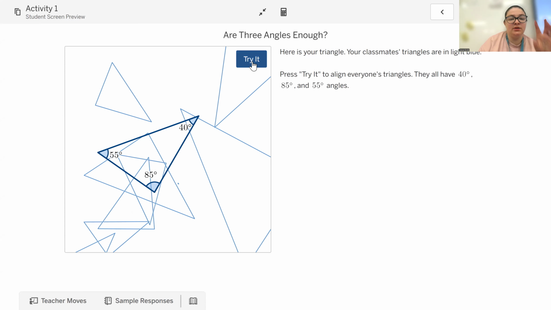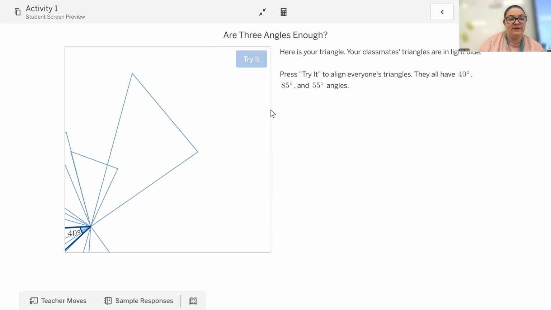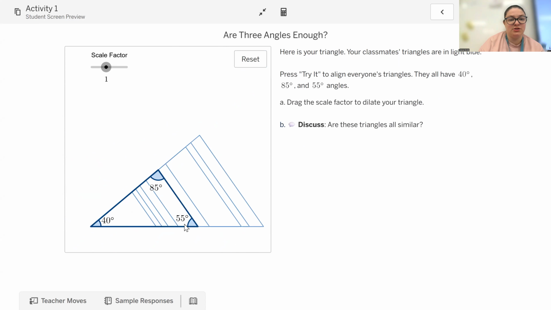This is going to show using our rigid transformations and dilations to match them all up. So when I click try it, all of these triangles have the same angle measures and they rotated them, reflected them, translated them to get them all to match up. And I can use the scale factor here to show that all of these are similar. I can multiply by the same scale factor here.